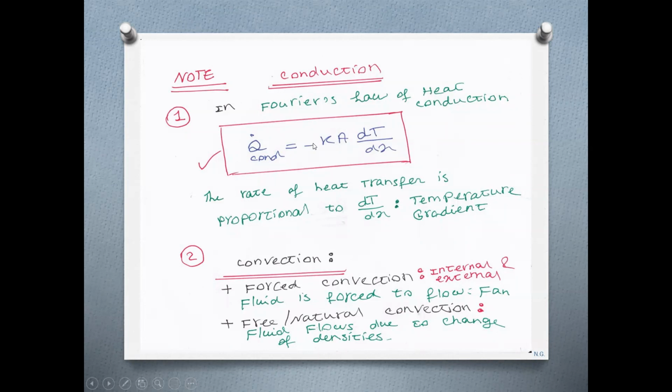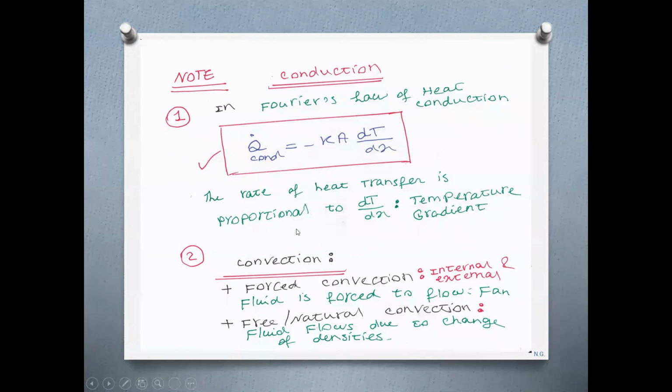We put a minus sign here to come up with a positive rate for heat conduction. So as you see, rate of heat transfer is directly proportional to temperature gradient within the wall. And that is called, by the way, Fourier's law of heat conduction. Then we get to convection.